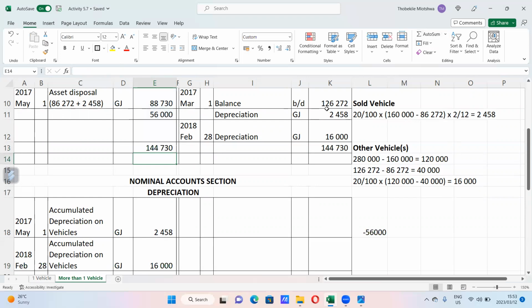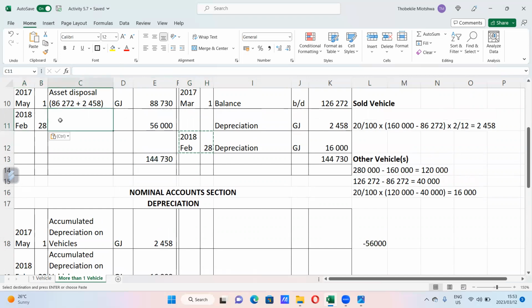Yep, 144,730. So on the last day of the year, again, this is what we're going to have. Balance carried down. The one on top will be balance carried down. Notice that I didn't skip a line. You just write it one under the other. If there's a blank space, it should be as close to the total as possible. Then in the following year, I'm going to take this one and then just change the year.